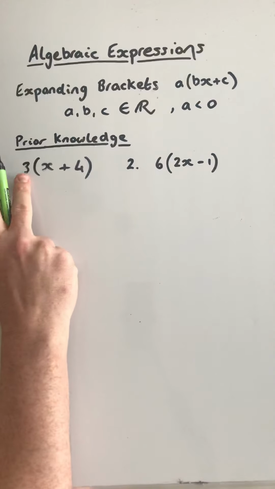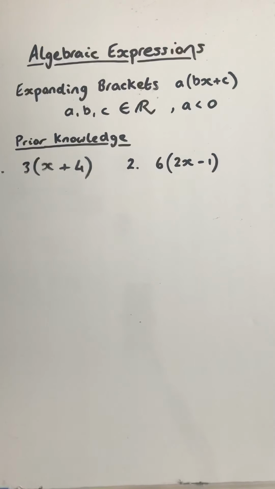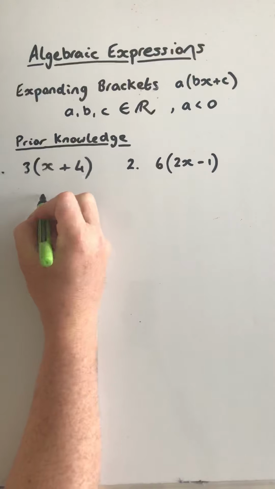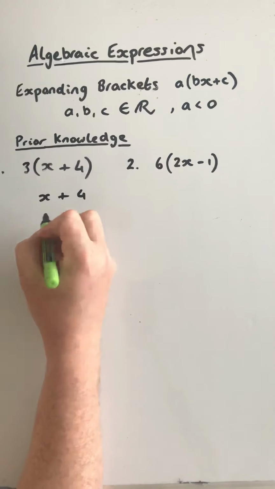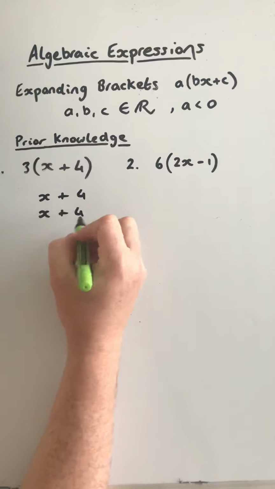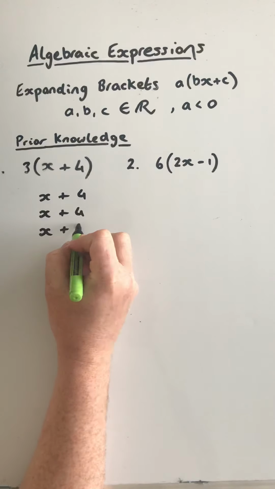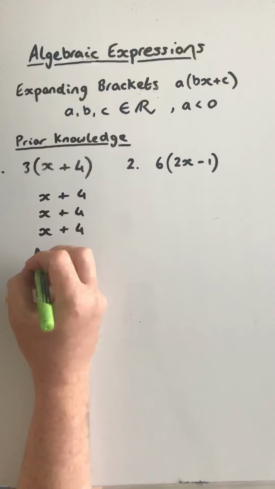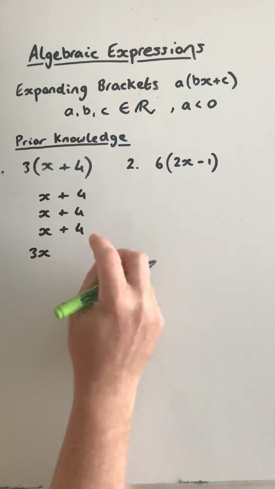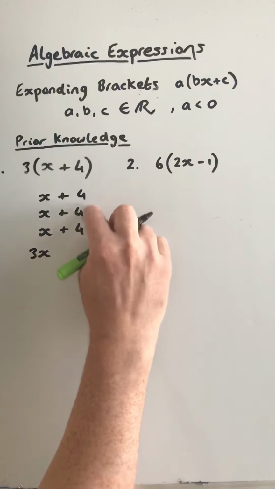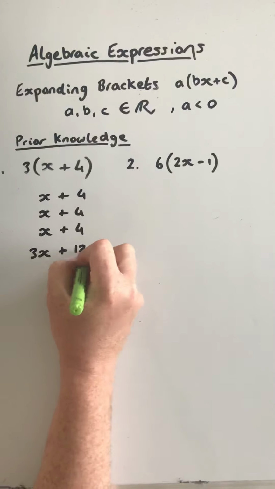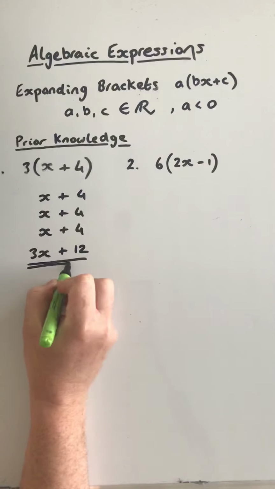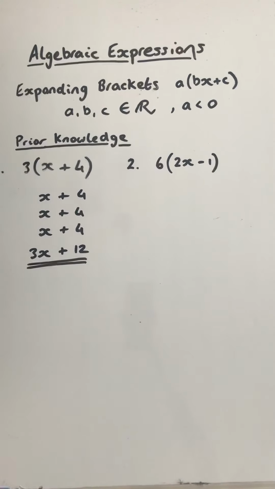We've got 3 groups of x plus 4. One group, 2 groups, and 3 groups. So 3 lots of x is 3x, and 3 groups of 4 is 12. So 3 bracket x plus 4, expanding those brackets, we've got 3x plus 12.